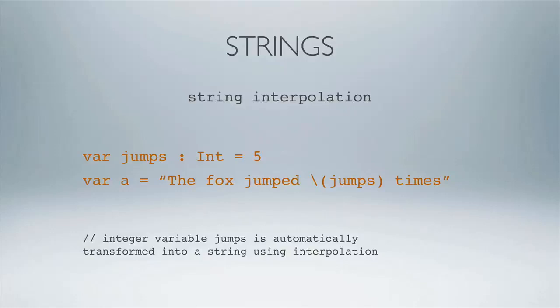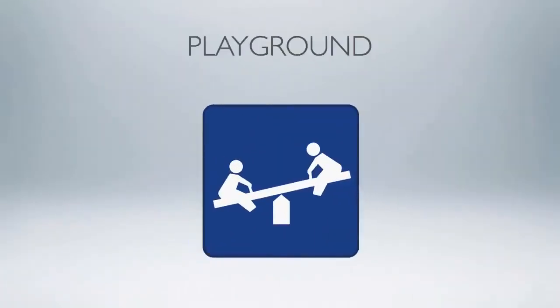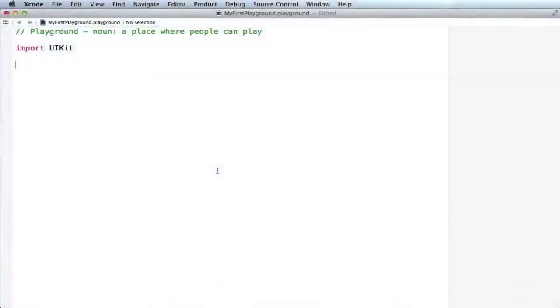If inside a string we write our escape character followed by our numeric variable between parentheses, Swift automatically converts whatever expression is between the parentheses into a string that is smoothly integrated with the rest. String interpolation works with integers, floating point, boolean, and of course strings. Okay, let's have a look at some strings in our playground.